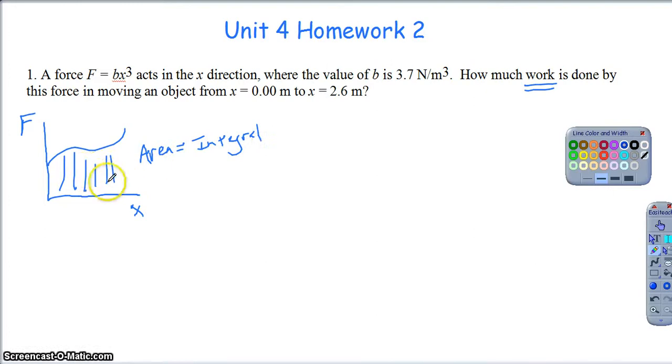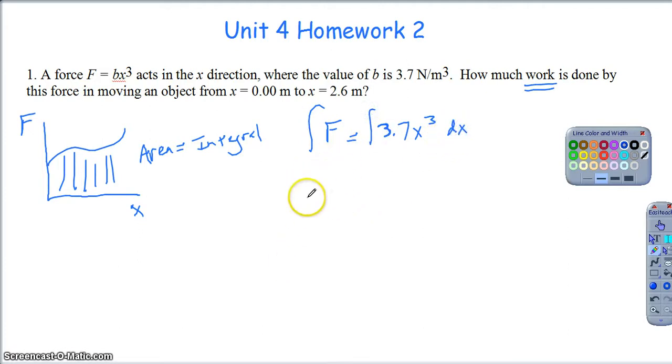So to find the area underneath the curve when it's not just a linear equation, I just do the integration, right? I integrate this function. So that tells me I'm going to start with my function f equals b times x to the third, so 3.7 x to the third, and I'm going to take that and integrate that function with respect to x. So I'm going to take both sides and integrate with respect to dx, right?